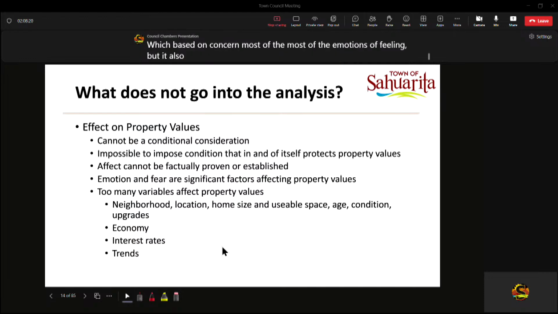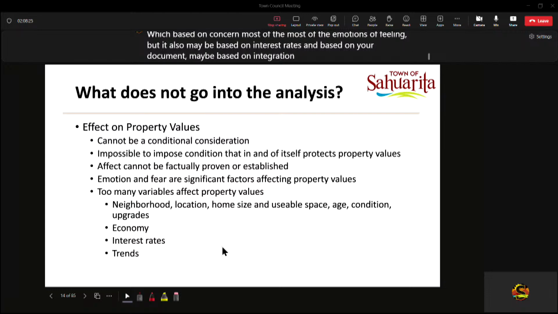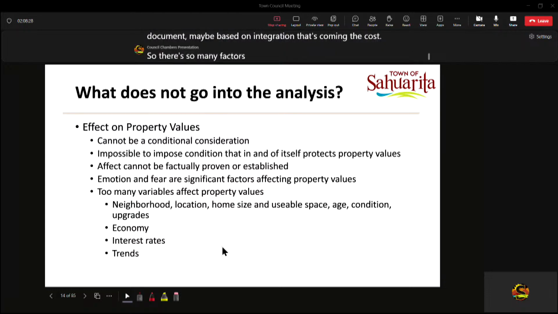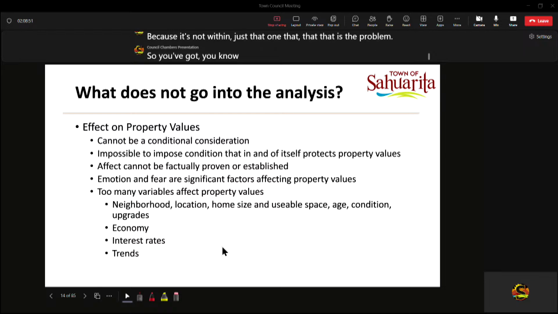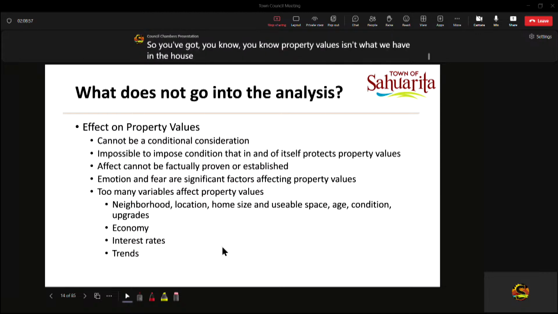But it may also be based on interest rates, the economy, or immigration. There are so many factors that go into property values that there's no way to mitigate that, because there are things just out of your control. Would it be like lack of a direct nexus, for instance? It's a problem. Property values ebb and flow. We know that. House sales ebb and flow, and a whole bunch of factors come in.